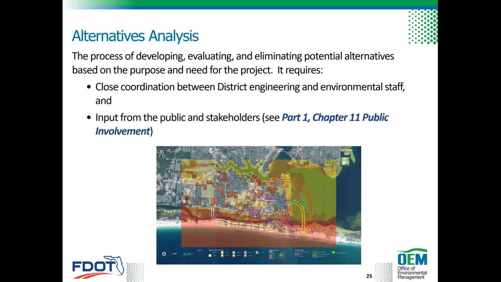Right, so the alternative analysis is the process of developing, evaluating, and eliminating potential project alternatives. And this will be based on the purpose and need of the project. The alternative analysis involves the evaluation of both engineering and environmental aspects of a project. Therefore, it is important for the project manager to engage district engineering and environmental staff from the scope development stage through the alternative analysis process. It is also important to include public and stakeholder input when developing and evaluating alternatives.